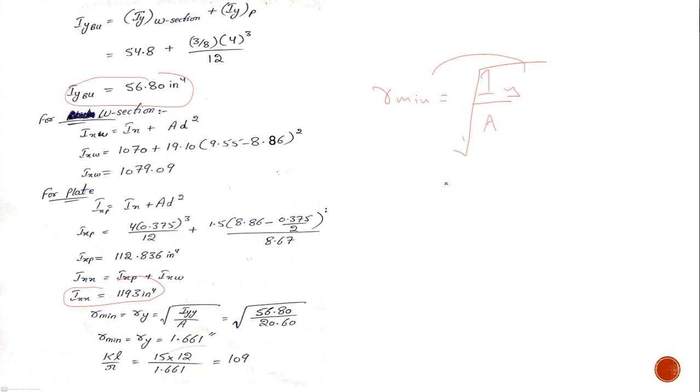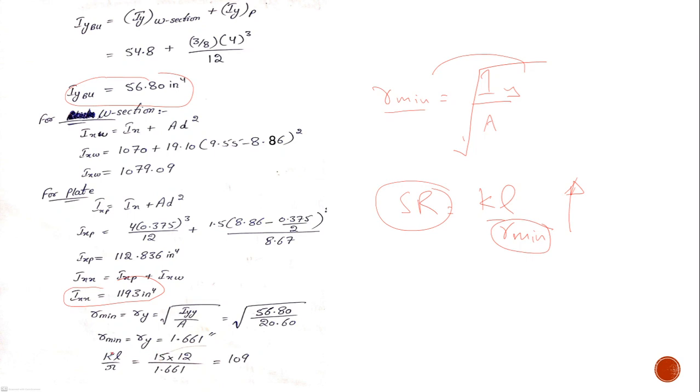So R minimum would be governed by this Iy. Why do I have to find this R minimum? Because slenderness ratio is KL by R. If R is minimum, the slenderness ratio would be high, and a higher slenderness ratio leads to failure, or it would buckle. So R minimum would always govern the slenderness ratio. R minimum depends upon Ix and Iy, and the minimum is 56.80, and it's very easy.